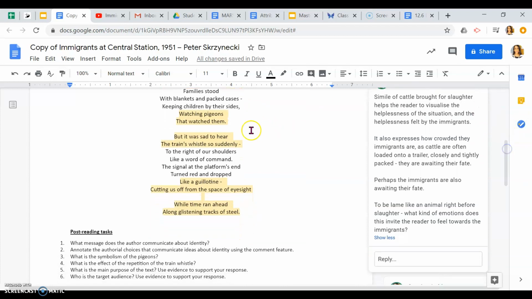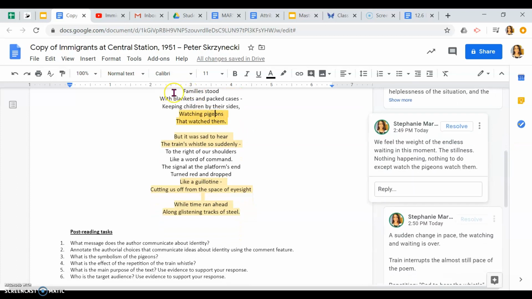In the next stanza, Year 10, you can see that the poet talks about the fact that families stood by with blankets and packed cases. There were children by their sides. And then the poet says, watching pigeons that watched them.